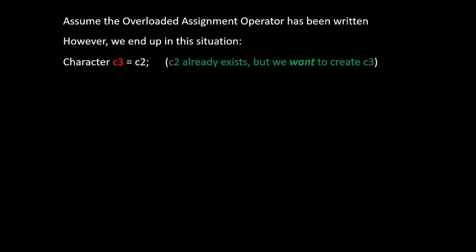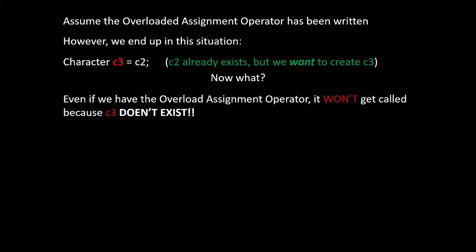So what happens now when I do this? C3 equals C2. Okay, and what I'm doing here in this line of code is I'm instantiating character C3 at the exact same time I'm assigning C2 to its value. Okay, C2 already exists, but we want to create C3. Now what?